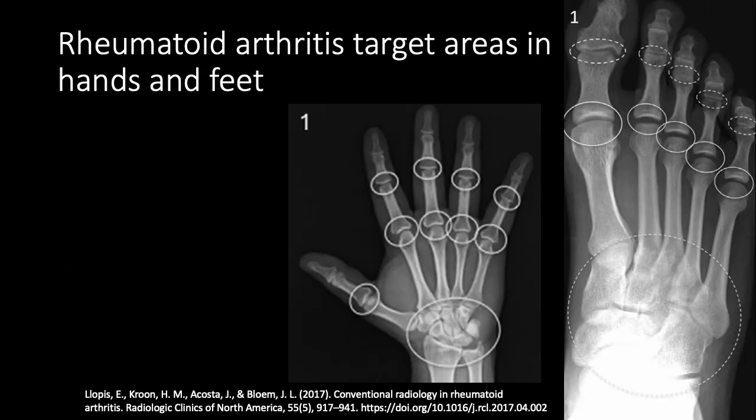Here's another useful image summarizing the distribution of rheumatoid arthritis in hands and feet. In the feet, the distribution is pretty similar to that of osteoarthritis. In the hands, the wrist, the MCP, the PIP joints are most commonly involved, and note that there is sparing of the DIPs in rheumatoid arthritis.